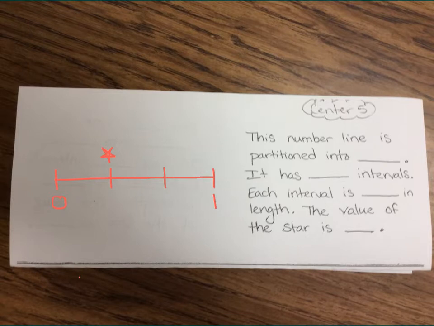My second step is to count the hops. I can show that here, so I have 1, 2, 3 equal hops. That tells me that this number line is partitioned into thirds. And I know that each hop, or each interval, is 1/3 in length, so I'm going to go ahead and label that.